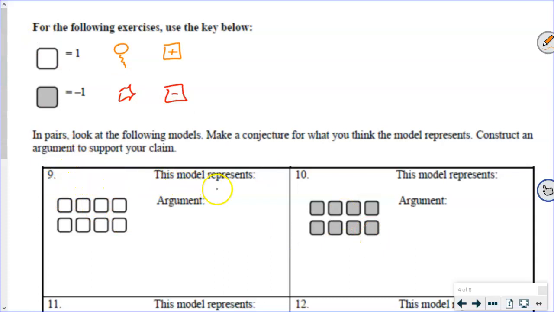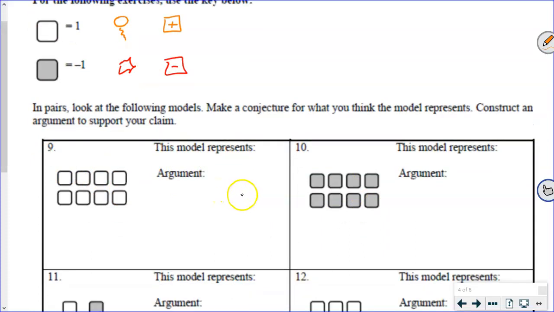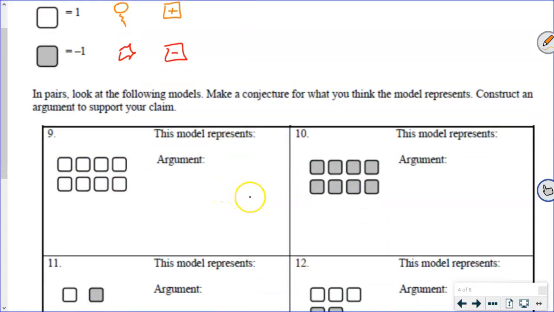So in each of these models, I want you to figure out what the model actually represents and then construct an argument to support your claim. For example, I look at this and I see a bunch of positives, so I count them out: 1, 2, 3, 4, 5, 6, 7, 8. This model represents 8. What's the argument? There's 8 positive tiles. Now I know this seems crazy and obvious, but as we progress in some of these other ones, it will make sense why we need to have our argument.